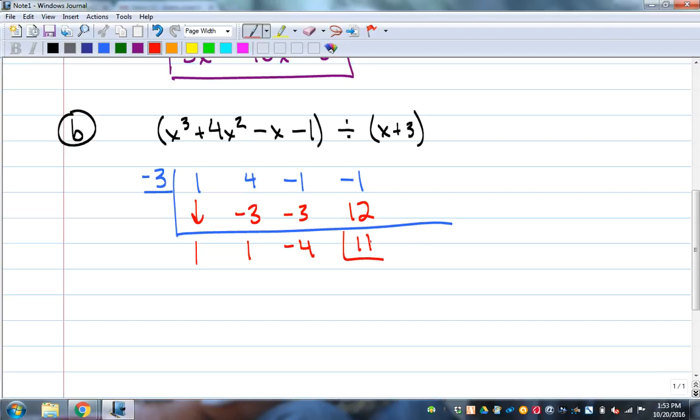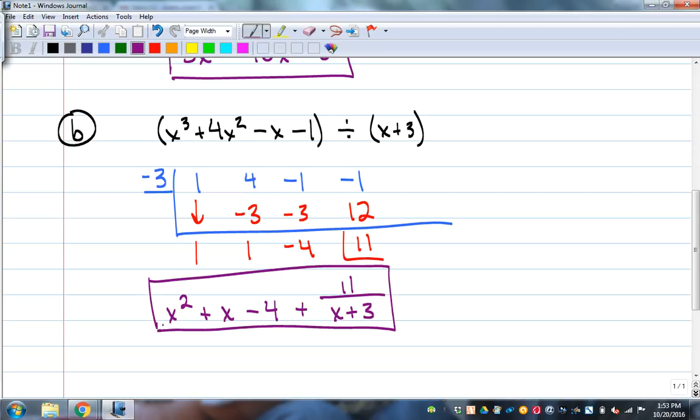Okay, I always put mine in a box. Not everybody that does this does that. I always do that just so I remember, hey, that's a remainder. Don't give it an x. That's why I do that. So the final answer, or quotient, would be x squared plus x minus 4 plus 11 over x plus 3. To me, it's easier than the long division because you're not having to distribute out across a polynomial. You're just dealing with numbers. You don't have the x's to deal with until you come back to write your answer.